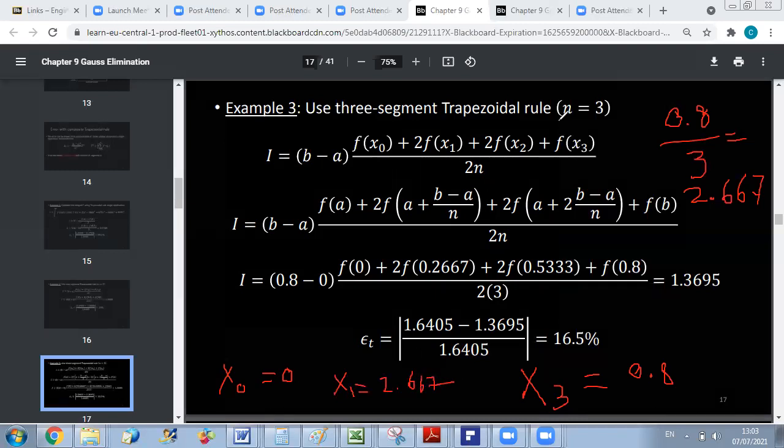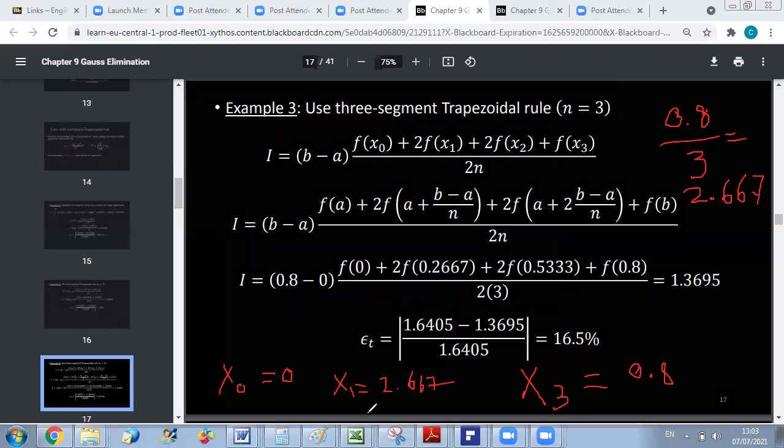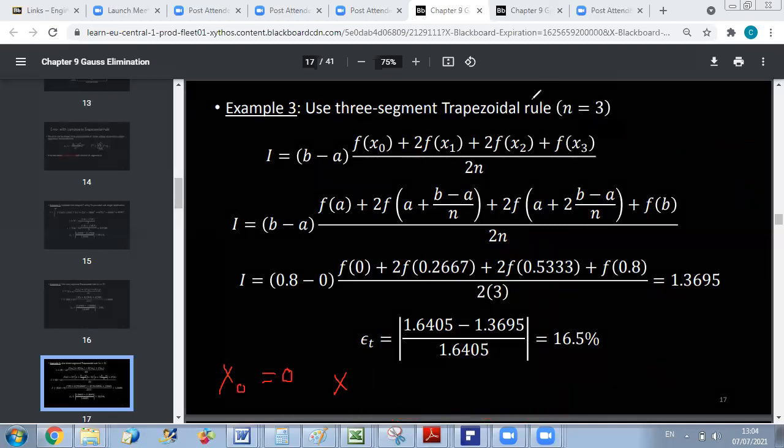and x2 will be equal to 2 times 2.667. Okay, and then I will just replace in my formula.